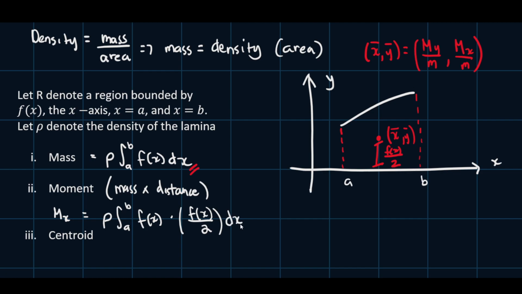Okay? And in the similar manner, yung ating moment about the y-axis would be the mass times the distance from the y-axis. Now, yung distance from the y-axis, hindi naman natin kailangan i-divide by 2, no? So, kailangan lang natin ma-determine yung distance from the y-axis, which is technically this part here, which is just x. So, f of x times x dx.